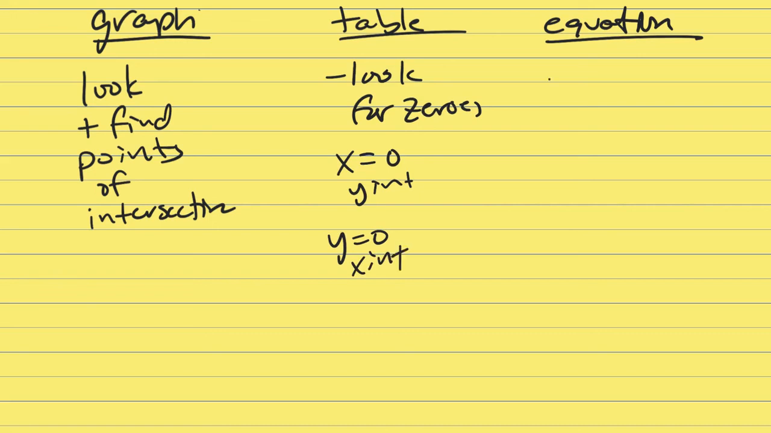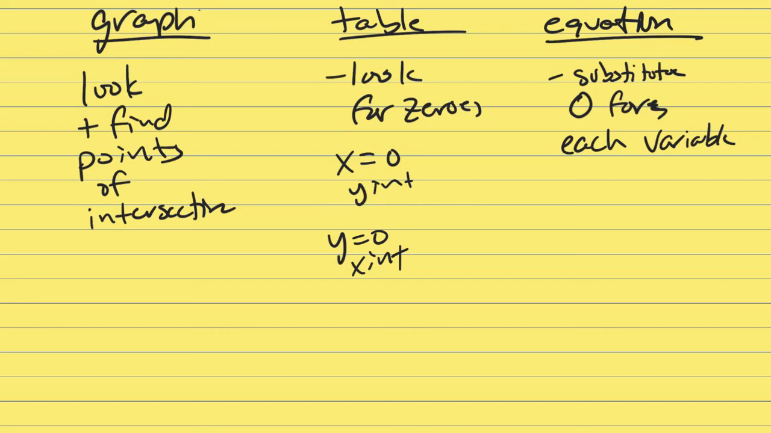And finally, for an equation, you're going to substitute the 0 for each variable, and then solve. And then you'll have both, and it'll be very simple to do. So make sure you try all those. Make sure you find the easiest route for you. There's no need to graph or do anything weird, but those are going to be the easiest way to go about finding it.